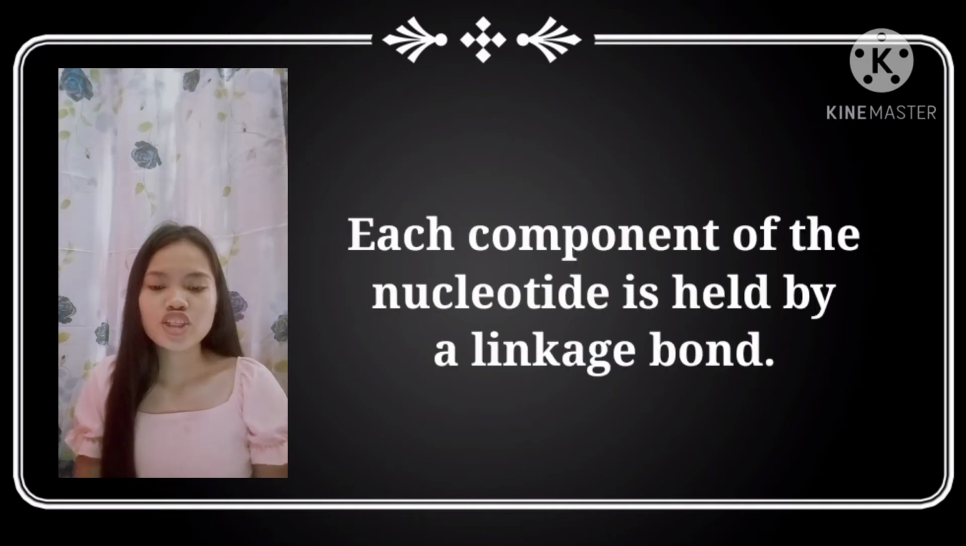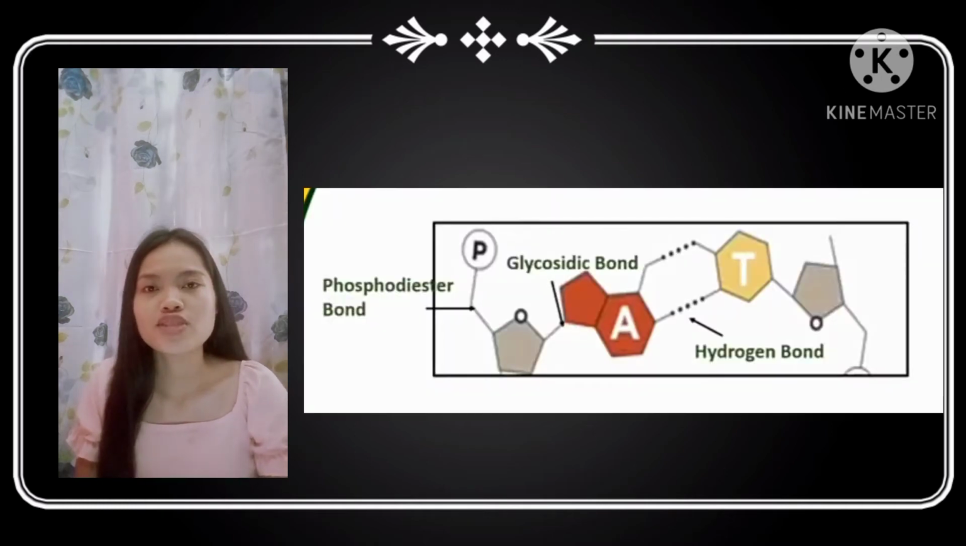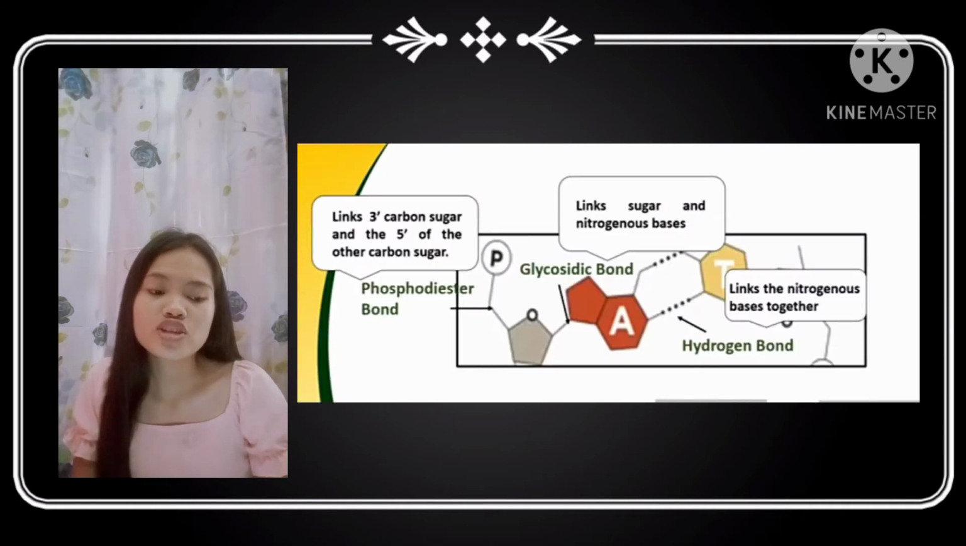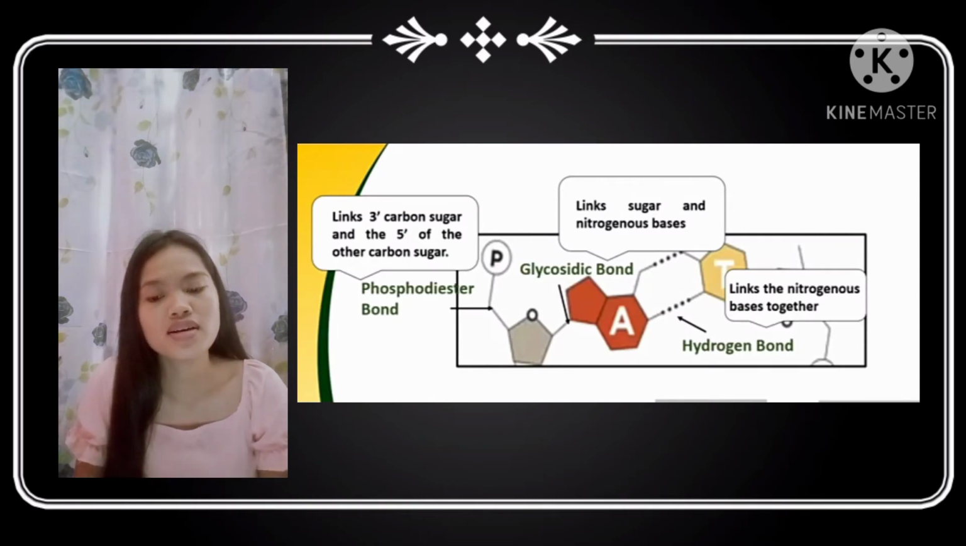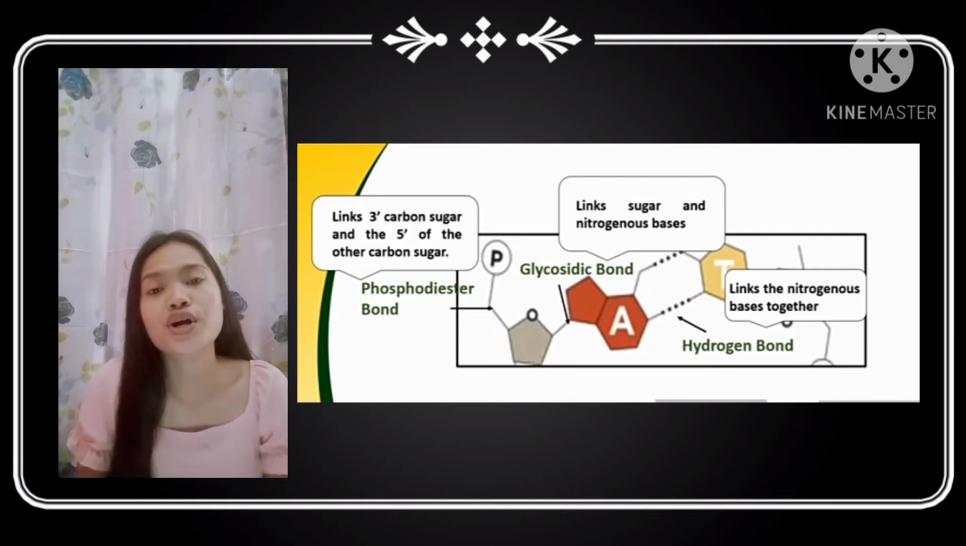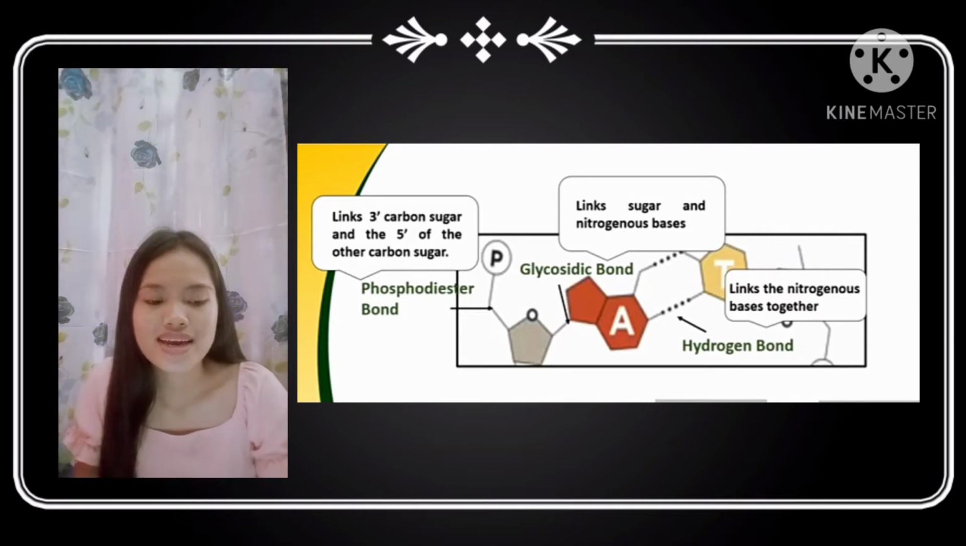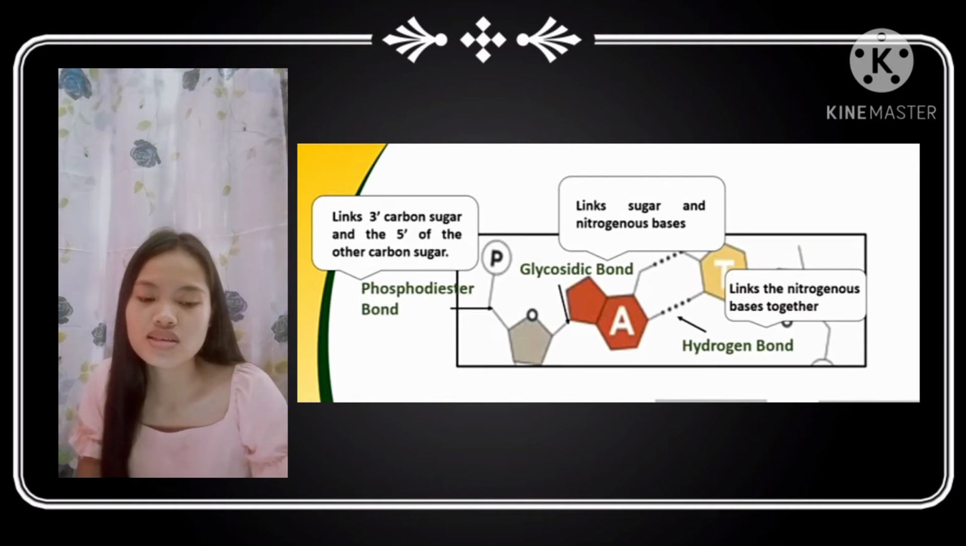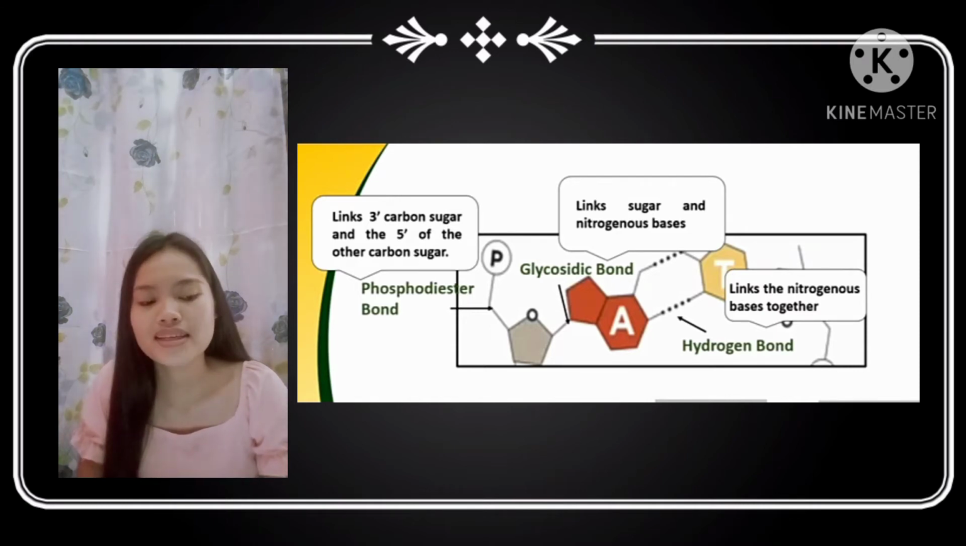Moving on, each component of the nucleotide is held by a linkage bond. These bonds are the phosphodiester bond, glycosidic bond, and the hydrogen bond. The phosphodiester bond is the linkage between the 3' carbon of the sugar and the 5' carbon of the other sugar. Glycosidic bond, on the other hand, links the sugar and the nitrogenous bases, while the hydrogen bond is the bond between the nitrogenous bases.